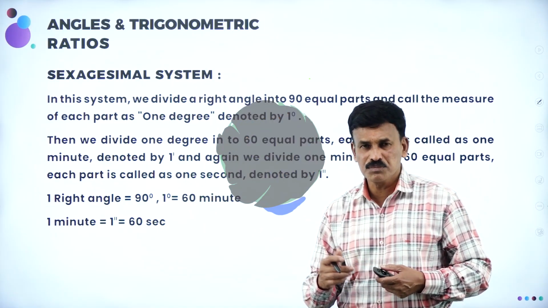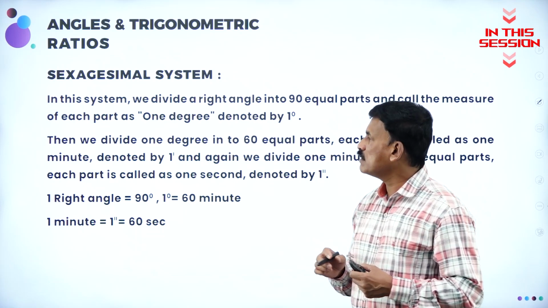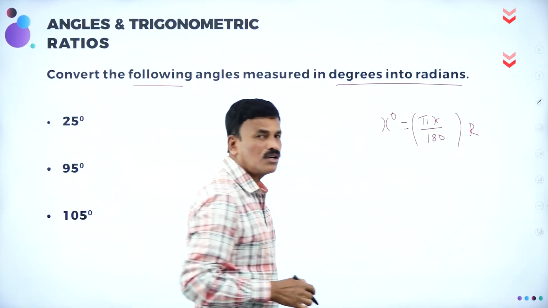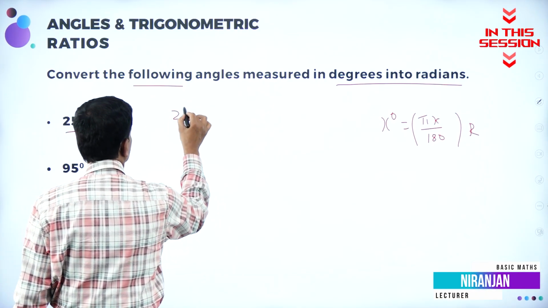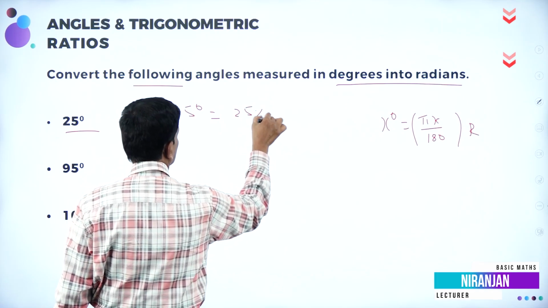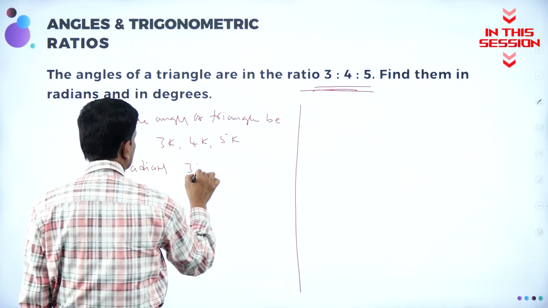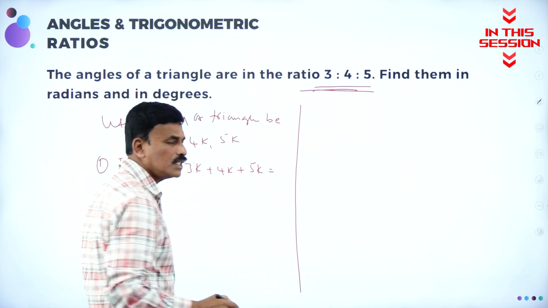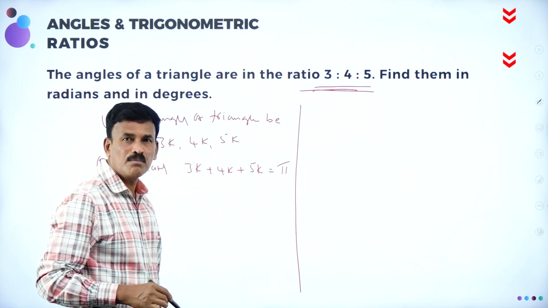The important types of measurement of angle you are going to study in this session are Sexagesimal measure and the radian or circular measure. X degrees is equal to pi x divided by 180 radians. Now let us move on to the first one. 25 degrees can be written as 25 into pi by 180. 3k plus 4k plus 5k. The sum of three angles is equal to 180 degrees. 180 degrees is equal to pi radians.